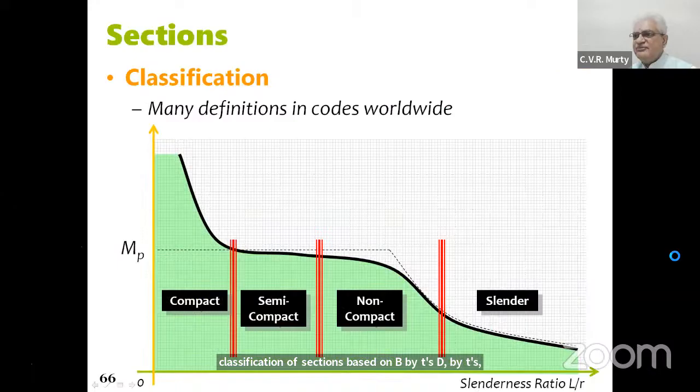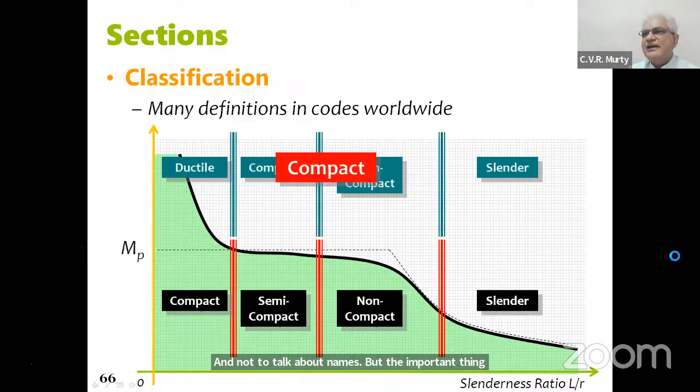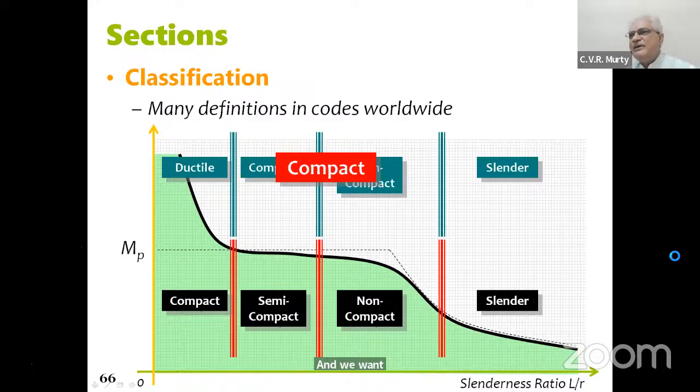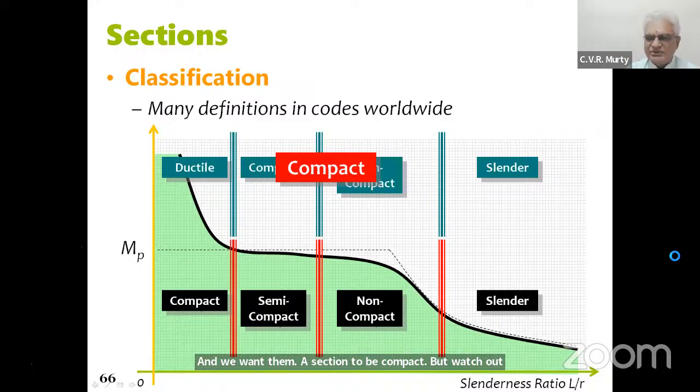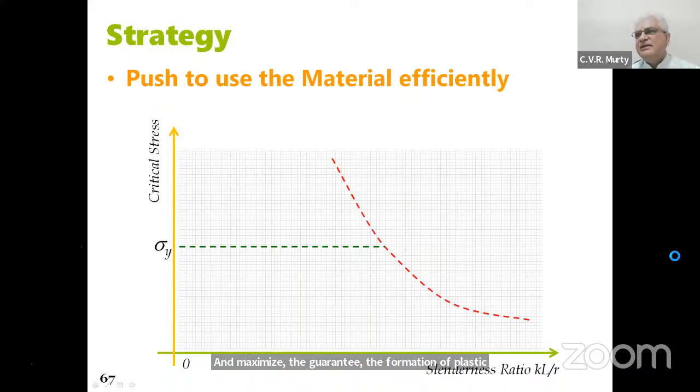And if you look at different standards, they'll give you different names. Not to talk about names, but the important thing is what is your application and how much action do you want? If I look at the earthquake conditions, we are looking at ductile sections and we want the section to be compact. But watch out, compact is named differently in different standards. So be very careful. Don't go by the name. Look at the slenderness ratios, and only then you will see where you're able to get to the left extreme end of it and maximize the guarantee of the formation of plastic moment capacities. It is that section that we can allow in our structures.